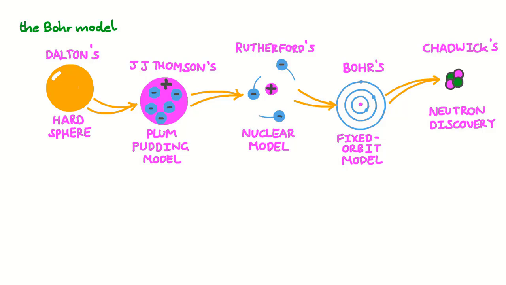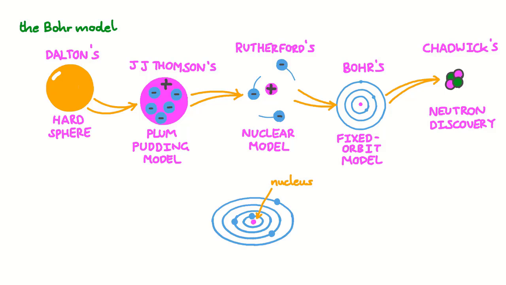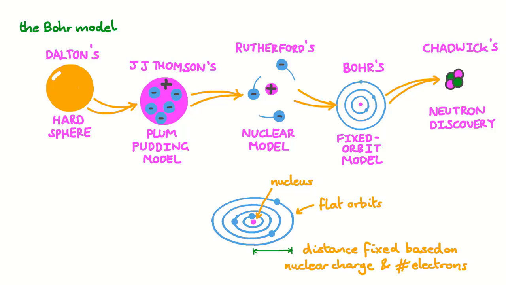model of the atom. In the Rutherford-Bohr model, often simply called the Bohr model, electrons occupy orbits around the nucleus, like the planets around the Sun. The nucleus sits in the middle, the electrons go round the nucleus in a flat orbit, and the distance from the nucleus of each orbit is determined by the number of electrons orbiting and the nuclear charge. And it's forbidden for an electron to orbit the nucleus in between the fixed orbits.